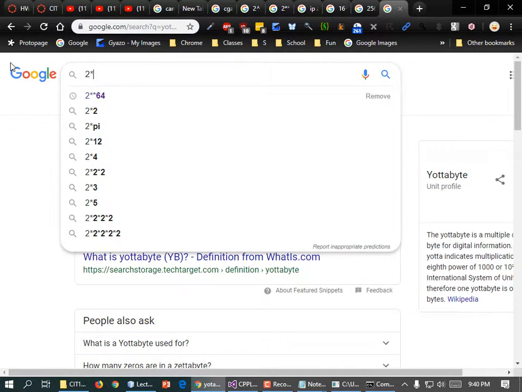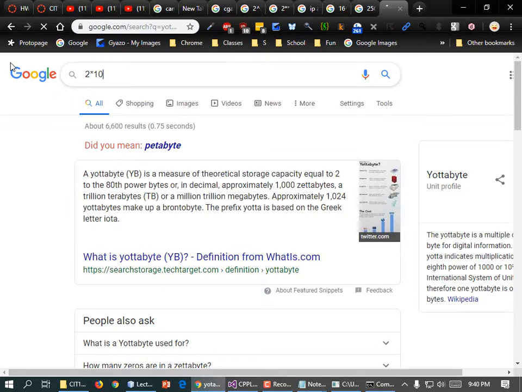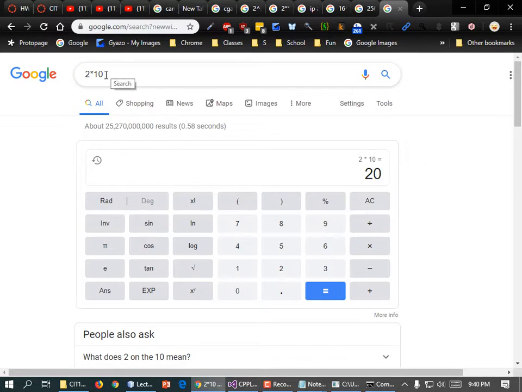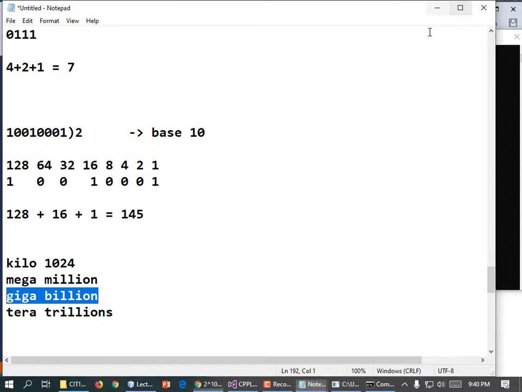So 2 to the power of 10. No, that's not right. 2 to the power of 10 is 1024. A kilo is 2 to the power of 10. A mega is 2 to the power of 20. A giga is 2 to the power of 30. And a tera is 2 to the power of 40. And a peta would be 2 to the power of 50, and so on.